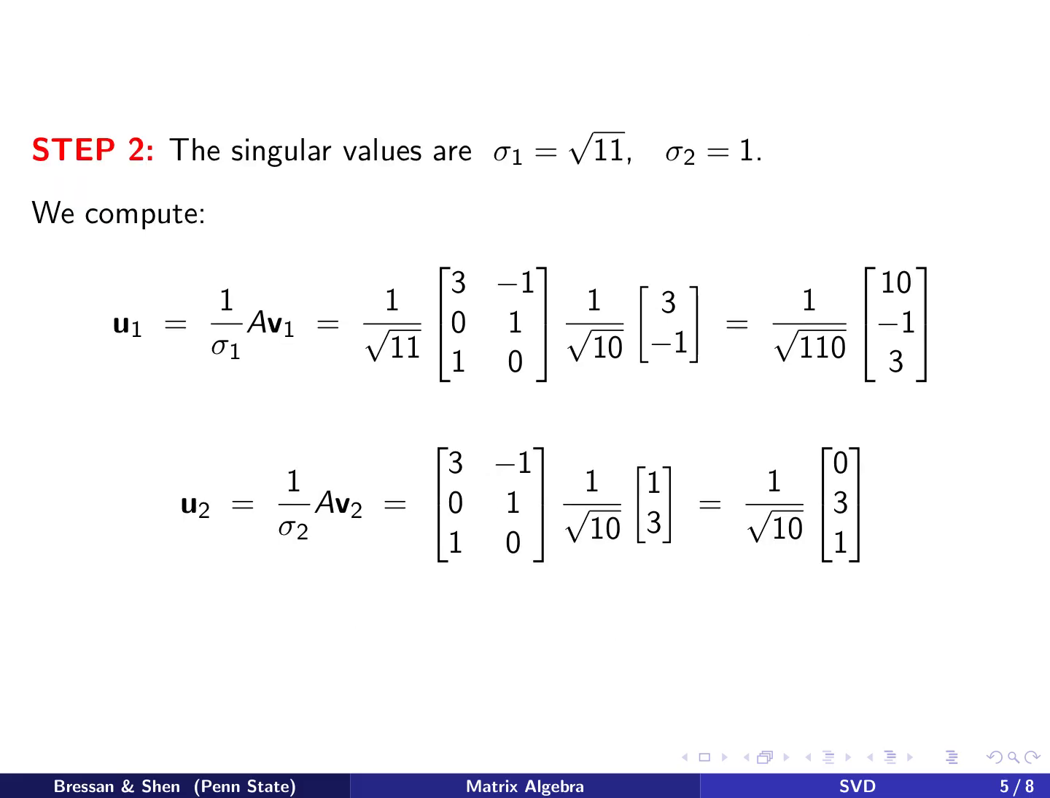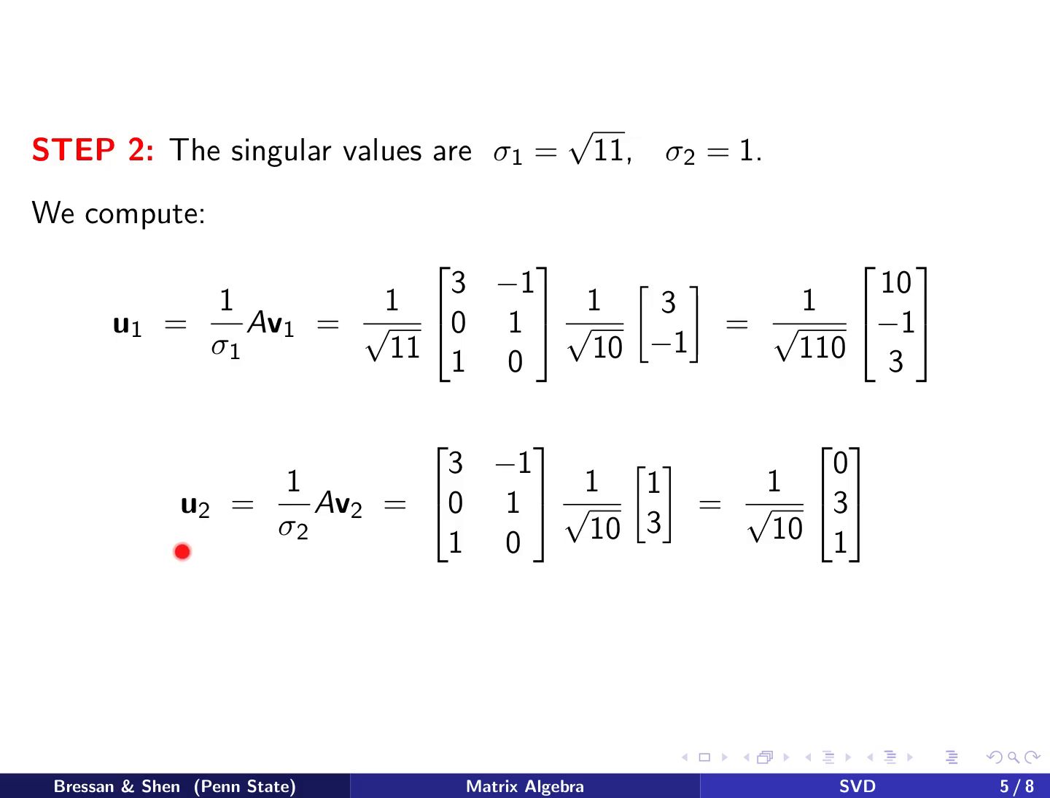Okay, so let's summarize. Now we have the singular values, sigma 1, sigma 2, by taking the square root of the lambdas. And then we can compute the other vectors, u1 and u2, using the formula. u1 is 1 over sigma 1 A v1. So put in the numbers, 1 over sigma 1, A, and v1, and you work out this product, and this is what you get. So it's a vector of length 3.